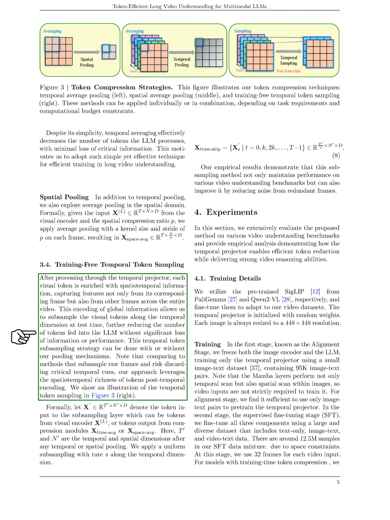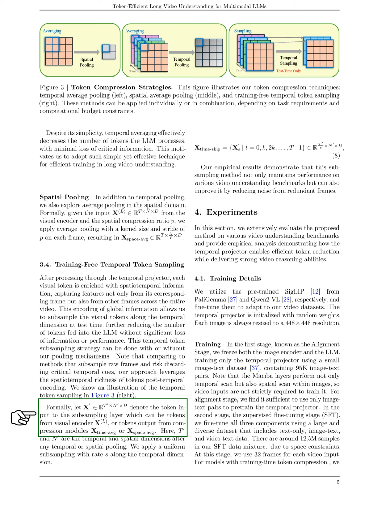After processing through the temporal projector, each visual token gains spatiotemporal information, capturing features from its frame and others throughout the video. This allows us to subsample visual tokens along the temporal dimension during testing, reducing the number of tokens sent to the language model without losing significant information or performance. Our method is advantageous compared to others that might discard important temporal cues by subsampling raw frames, as we utilize the enriched spatiotemporal tokens. We illustrate this temporal token sampling in a figure.